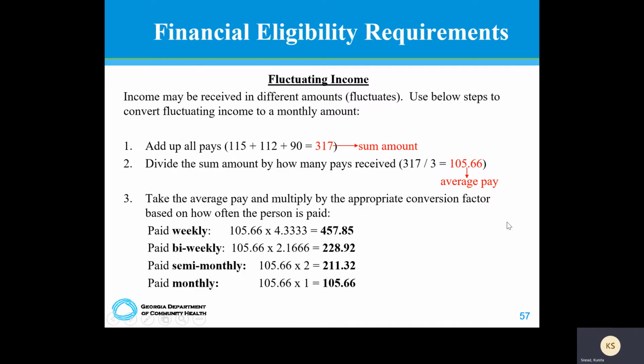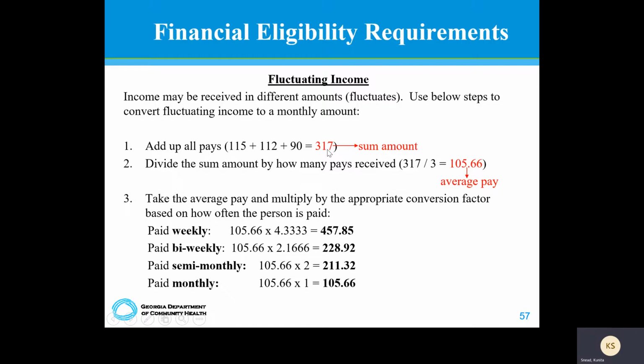Fluctuating income. Fluctuating income is income someone receives, but it's not always the same every time they get paid. So every time they get paid, it's a different amount. So how would we calculate that income? Here's an example. An individual was paid $115, $112, and $90. So you add those income amounts up together to get your sum amount. When we added these three amounts up, we got $317.